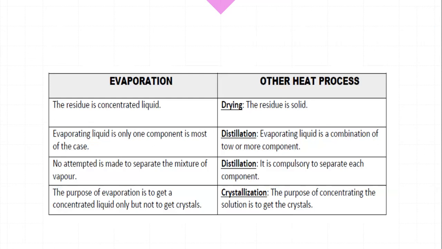The vapors are basically condensed and collected. Every component or vapor is collected at a different temperature or pressure, whatever is the case. The purpose of evaporation is to get a concentrated liquid only, not to get crystals, while in crystallization, the purpose of concentrating the solution is to get crystals.